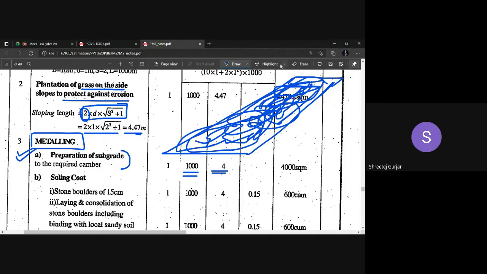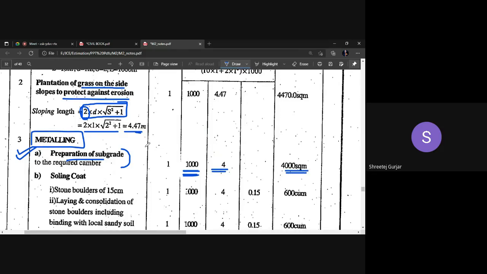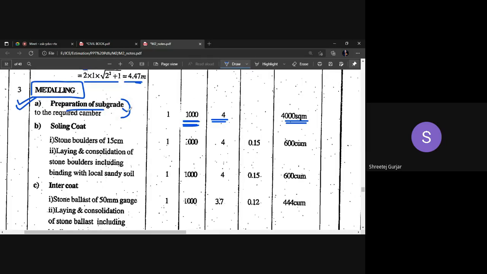So preparing this layer, they have added one more extra quantity. Preparation of subgrade, they have added, and then they have calculated the quantity, that is 4 into 1000, that is 4000 square meter. Okay, so this is not a compulsion. If you remember in exam, you can do it. Not a compulsion.